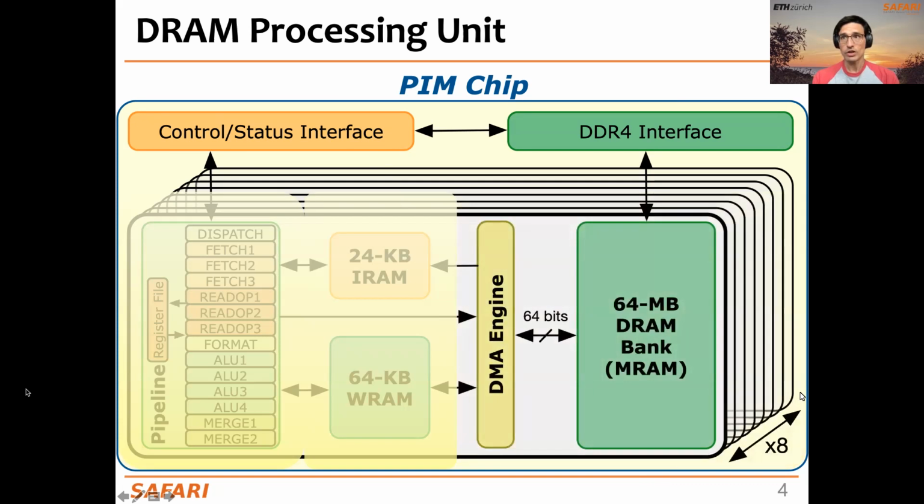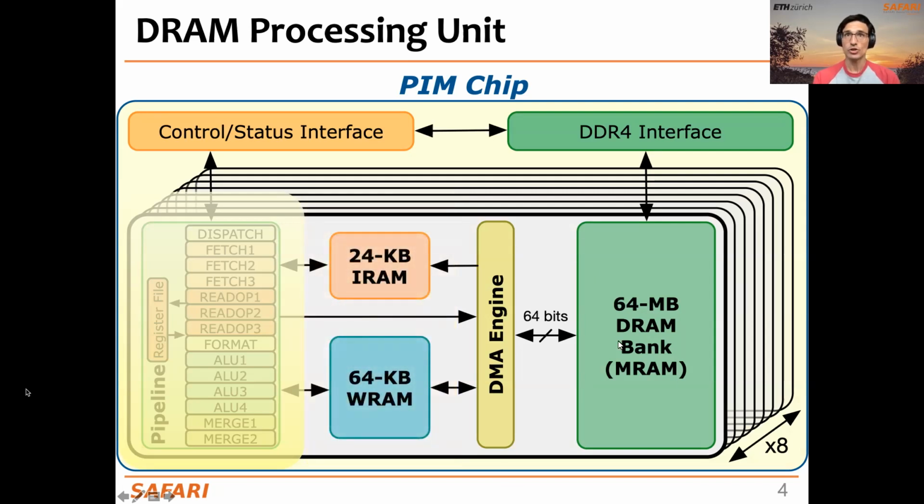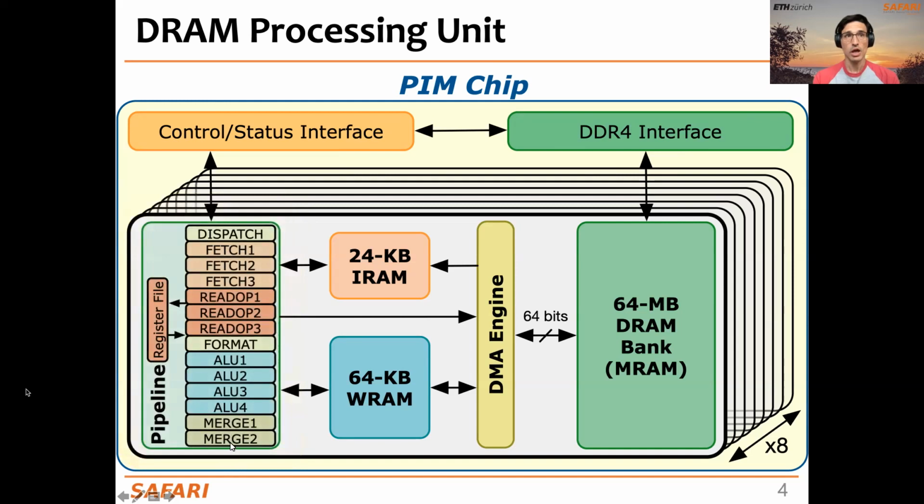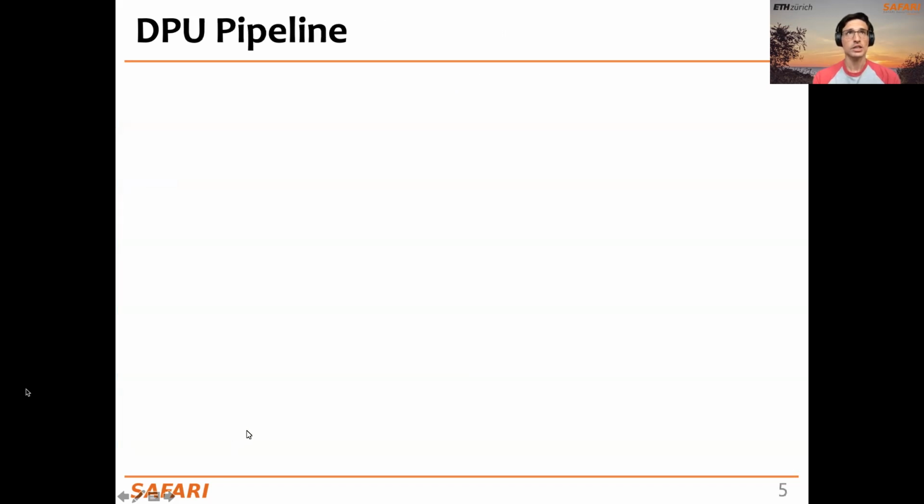In the current generation of ABMEM-based PIM systems, we have 8 DRAM banks per chip. The size of these DRAM banks, called NRAM, is 64 megabytes. And in order for the pipeline to access this DRAM bank, there is a DMA engine. This way we can move instructions from the DRAM to the instruction memory and operands between the DRAM and the scratchpad or WRAM. And here you can see the pipeline with 14 pipeline stages.